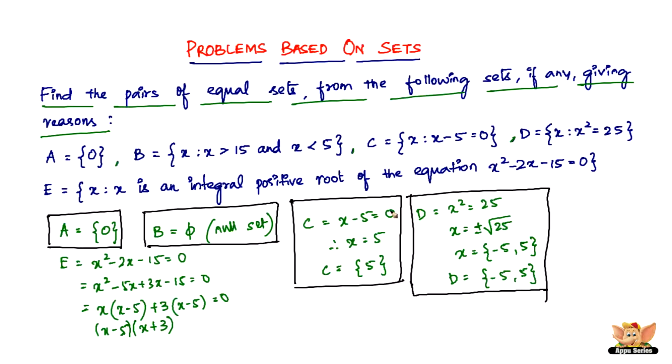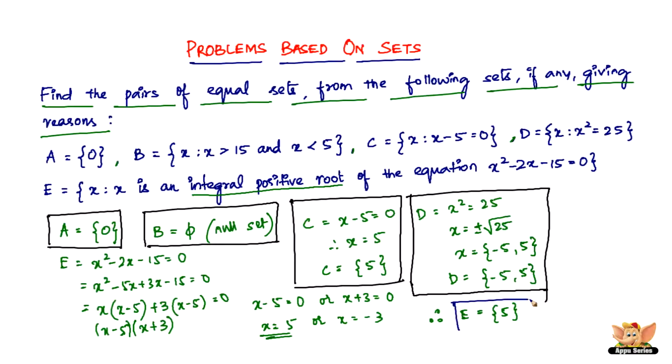So we have two things here. Whatever I'm solving apart from these boxes is going to be E now. x minus 5 equal to 0 or x plus 3 equal to 0. So x equals 5 or x equals minus 3. But E says x is an integral positive root, so we have to consider only x equal to 5. Therefore, E equals {5}. And I think we may have found equal sets here, at least a pair of equal sets, and that will be E and C. So clearly you can see that E and C are equal. Therefore, there is a pair of equal sets, which is E and C. So E equals C. Clearly you can see why here.